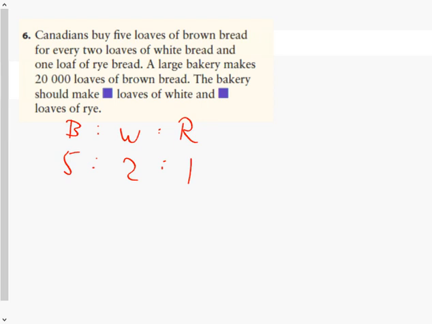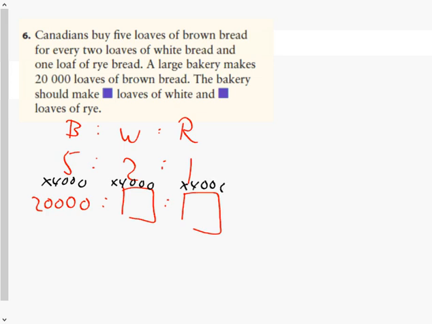If a large bakery makes 20,000 loaves of brown bread, how many of white and how many of rye, all I have to do is find out my multiplier in my 3-term ratio, and in this case it's 4,000. So 5 times 4,000 is 20,000. So if I multiply all of my terms here in my 3-term ratio by 4,000, I will keep my number of loaves of bread made proportional to each other, which means I have 8,000 white and 4,000 rye. Okay, any questions on that? Everybody did it kind of like that? Maybe? Okay.